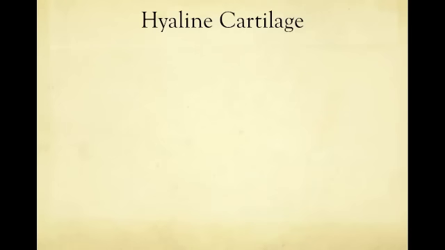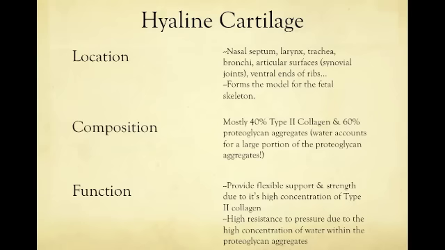Hyaline cartilage is what forms the model for the developing fetal skeleton. It's also the most common type of cartilage. It's located within the nasal septum, the larynx, the trachea, the bronchi, articular surfaces, and ventral ends of the ribs.